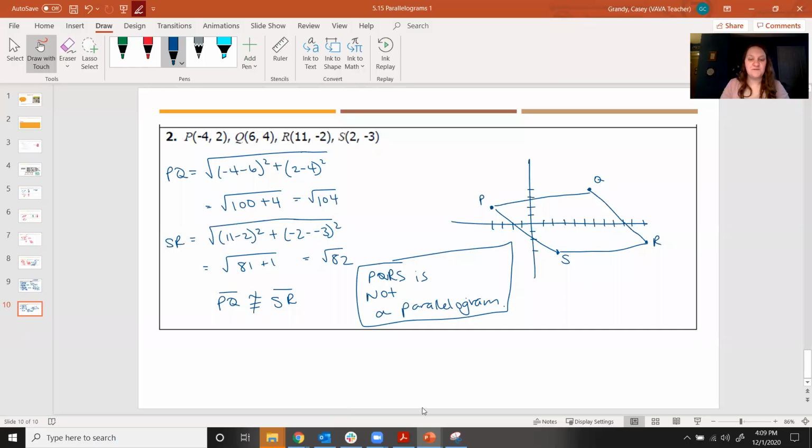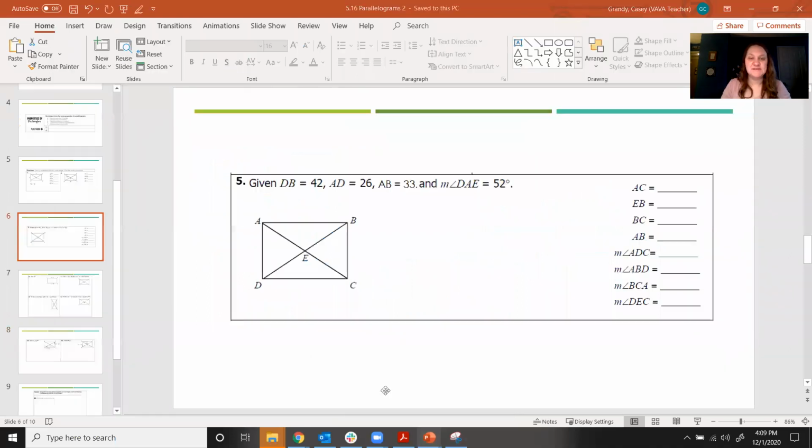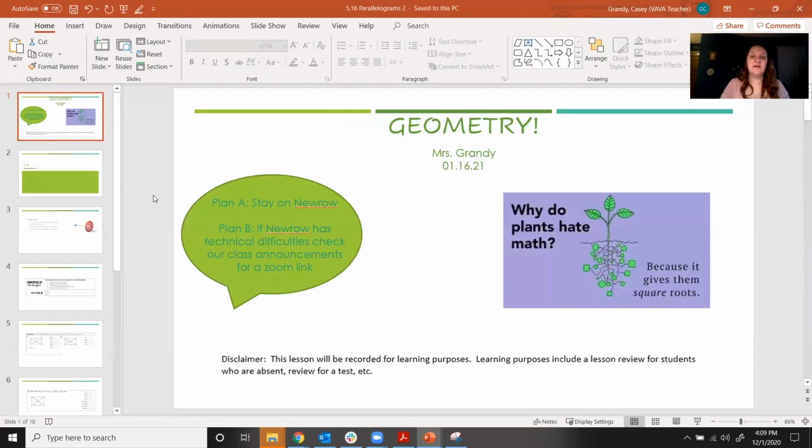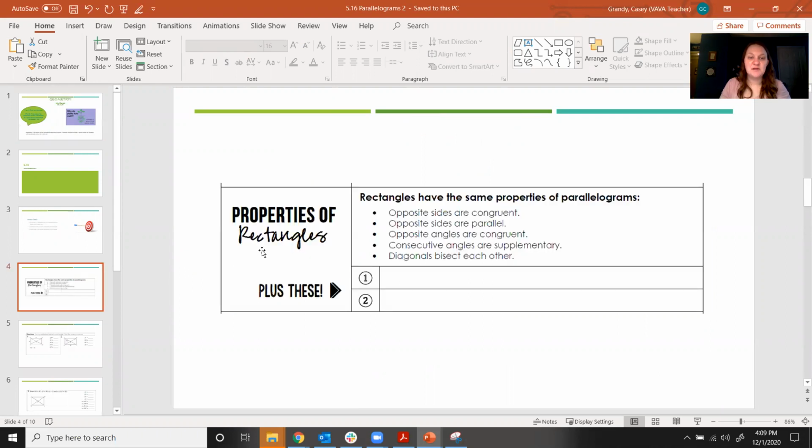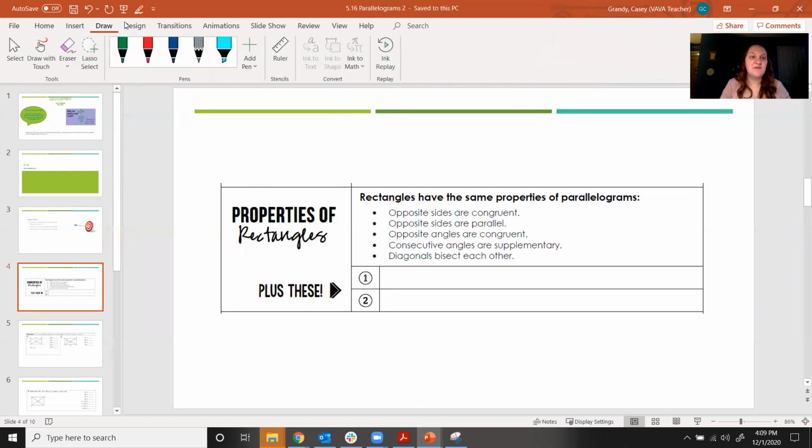So that was 5.15. Let's look at 5.16. Okay, 5.16 is also about parallelograms, but it's about two special types of parallelograms. The first type of parallelogram is a rectangle. A rectangle is a parallelogram. A rectangle has every property of a parallelogram and two extra properties. So every property of a parallelogram, so these are all the properties that we wrote down in 5.15, plus all four angles are right angles.